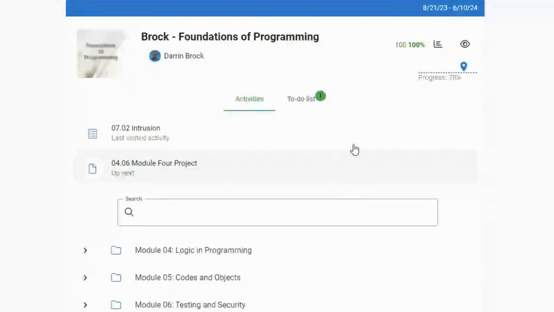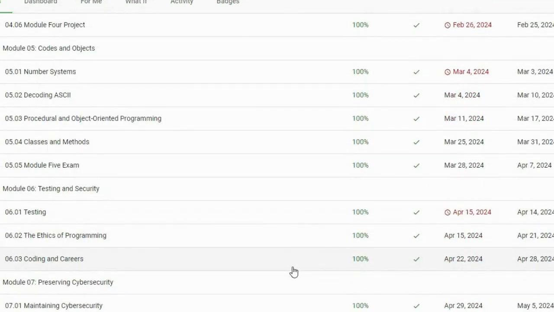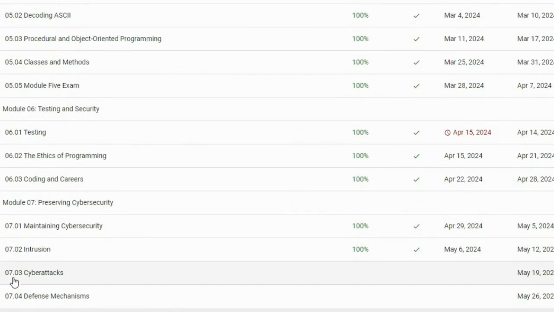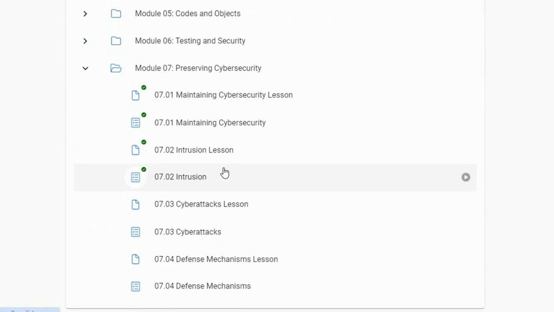All right, let's go to our grade screen as usual to make sure we know what we have due this week. We scroll all the way down. 7.03 Cyber Attacks. And then next week we have Defense Mechanisms, and then there's nothing left but the final. So 2 assignments left for the whole semester. They're both right here: Cyber Attacks, Defense Mechanisms. Let's take a look at the lesson that goes with this week.